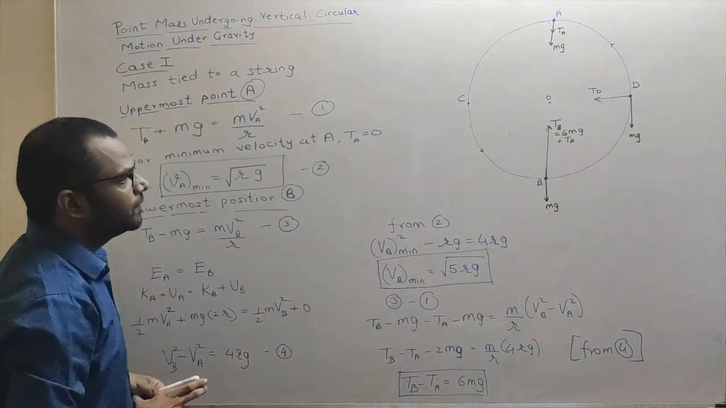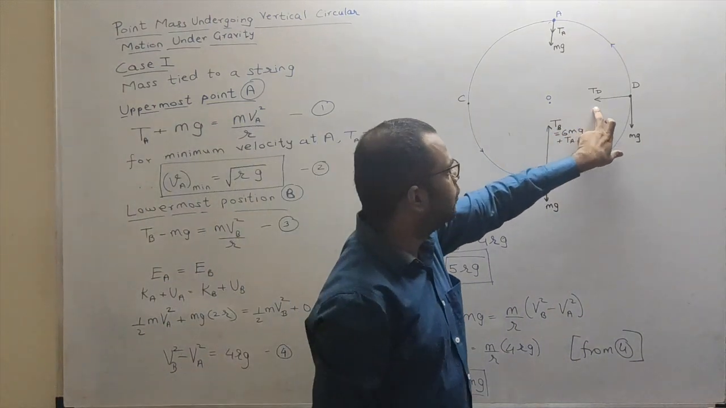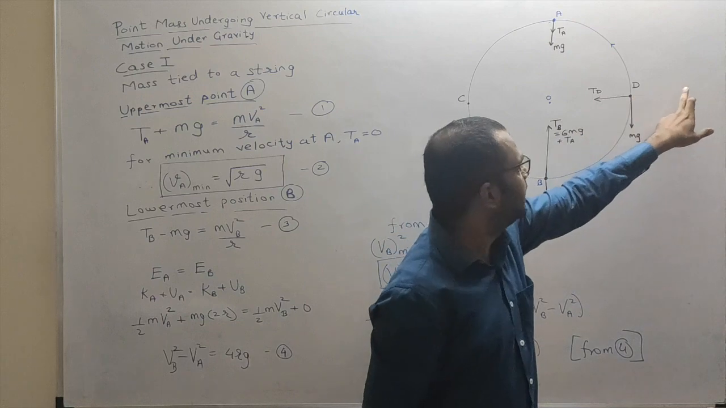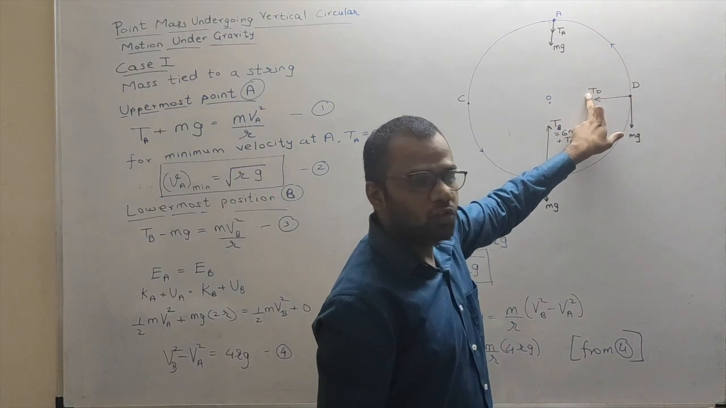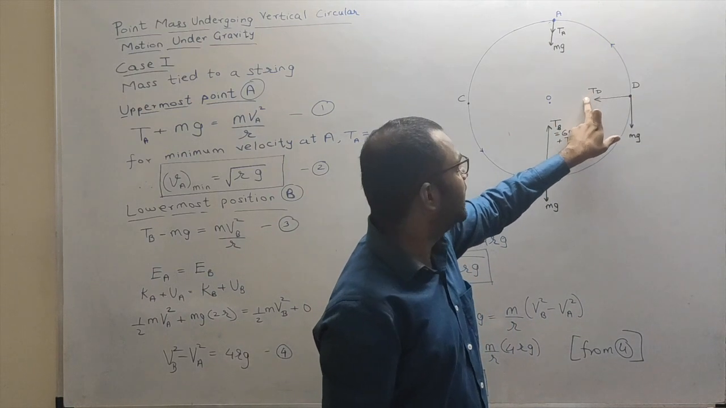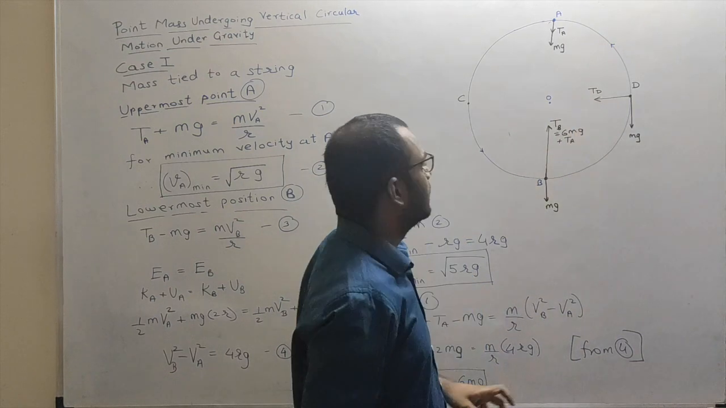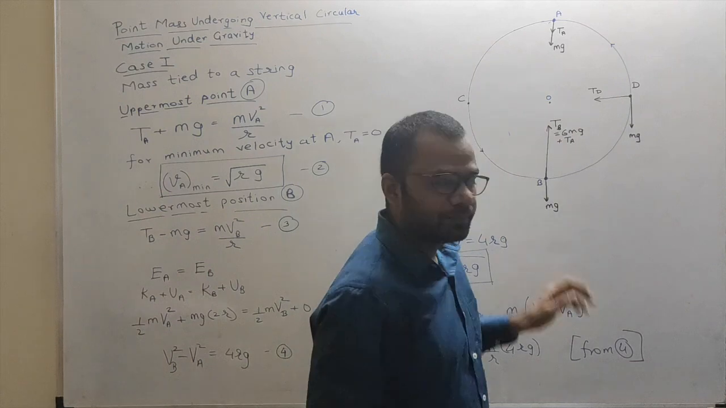Now what should be the equation? The equation here should be, now which is the force in this direction? It is only this force in this direction, TD. So that will provide the centripetal force. So TD will be equal to m vd square upon r. Fine. Okay. Now before that, you just draw this diagram.